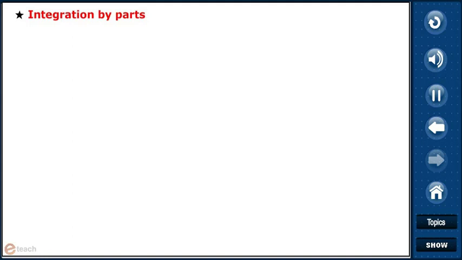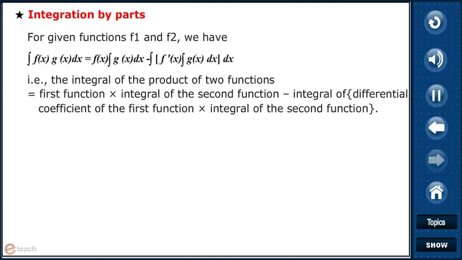Integration by parts. For given functions f1 and f2, we have integration f(x) g(x) dx equals f(x) into integration g(x) dx minus integration f dash x into integration g(x) dx dx. That is, the integral of the product of two functions equals first function into integral of the second function minus integral of differential coefficient of the first function into integral of the second function.